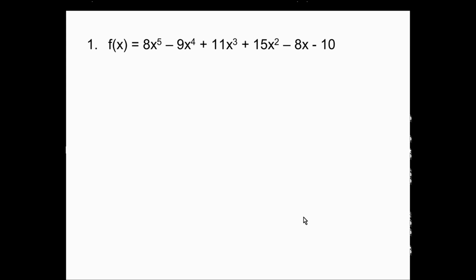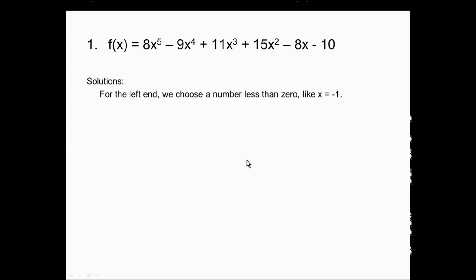Let's try some examples. Determine the end behavior of each polynomial function. So we're going to say, left end, right end, up or down. Here's our first one. f of x equals 8x to the fifth minus 9x to the fourth plus 11x cubed plus 15x squared minus 8x minus 10. Here we're going to show you a quick and dirty way to determine the end behavior rather than trying to memorize those cases. But it is degree 5. It's odd degree, so they're going to be in opposite directions.